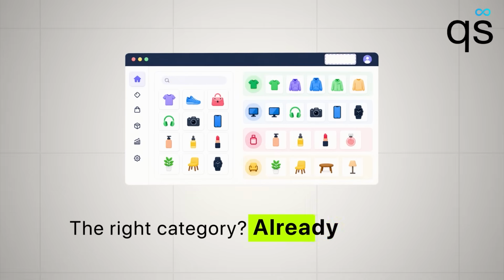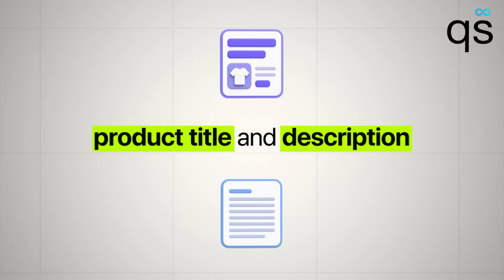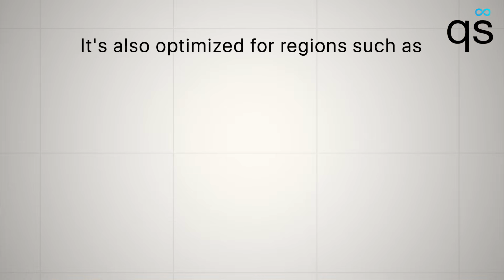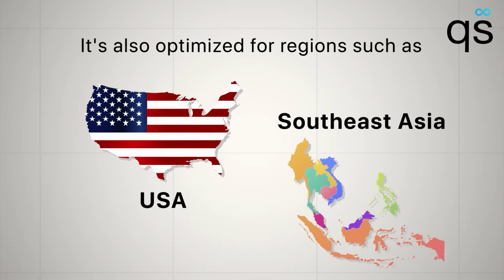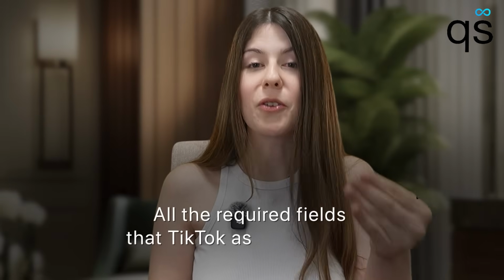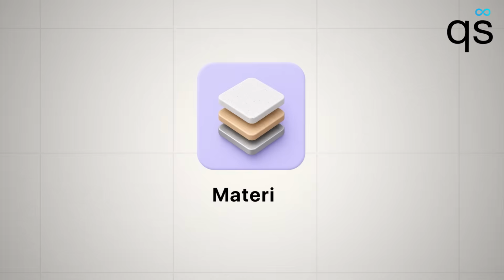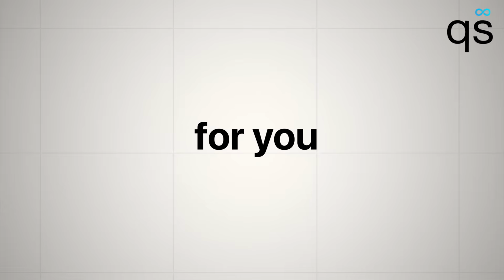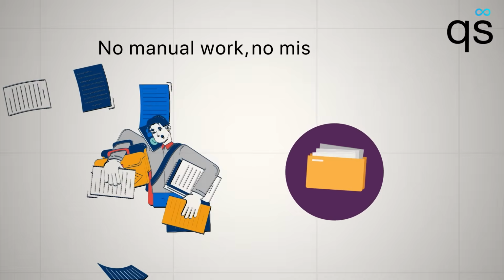The right category already handled. QuickSync reads your product title and description and selects the best TikTok category. It's also optimized for regions such as US, Southeast Asia. All the required fields that TikTok asks for, such as material, target gender, country of origin, are filled in for you. No manual work, no missing data.